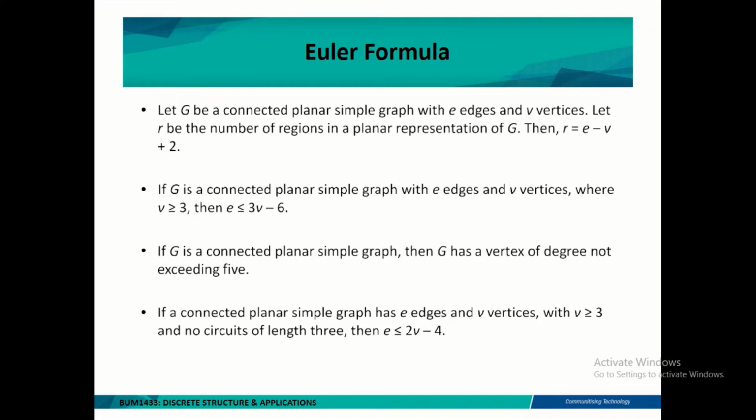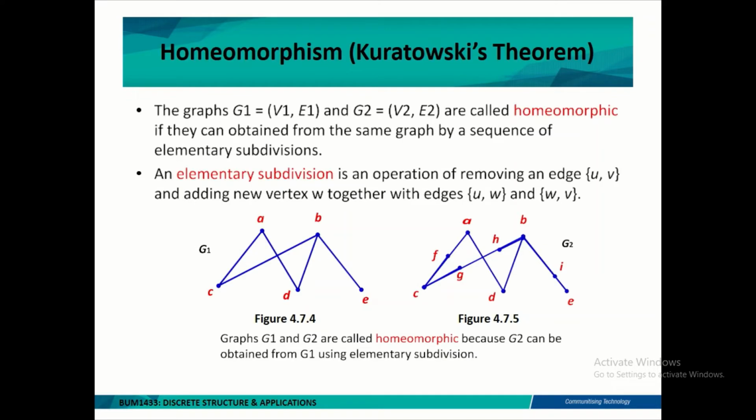So let's move to the homomorphism, which is Kuratowski theorem. The graphs G1 and G2 are called homomorphic if they can be obtained from the same graph by a sequence of elementary subdivisions. An elementary subdivision is an operation of removing an edge UV and adding a new vertex W together with edges UW and WV, right? So in the homomorphism, we just add the new vertex or vertices to the graph without changing the shape of the graph.